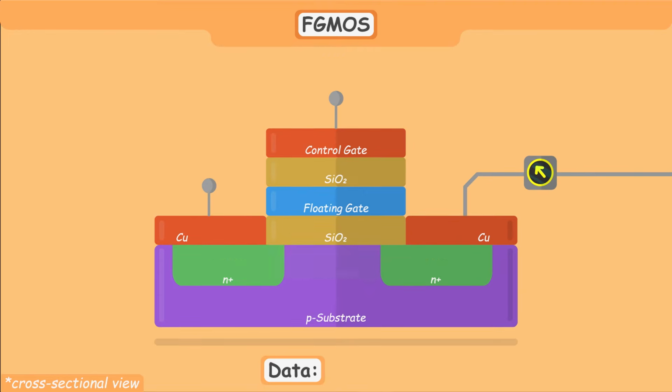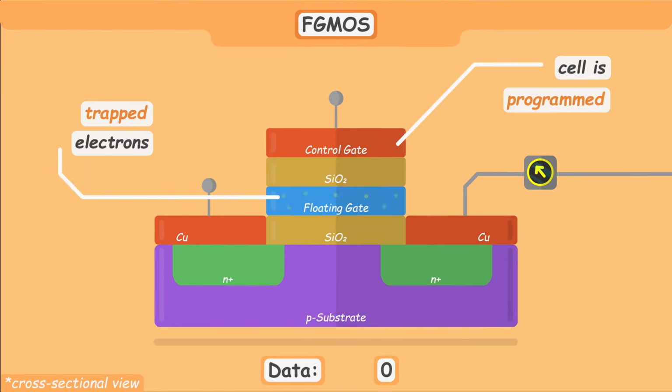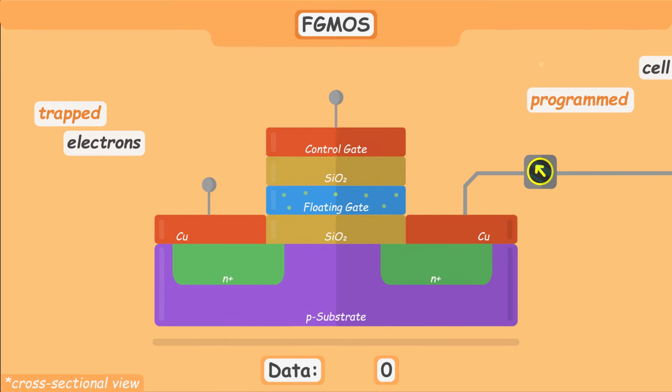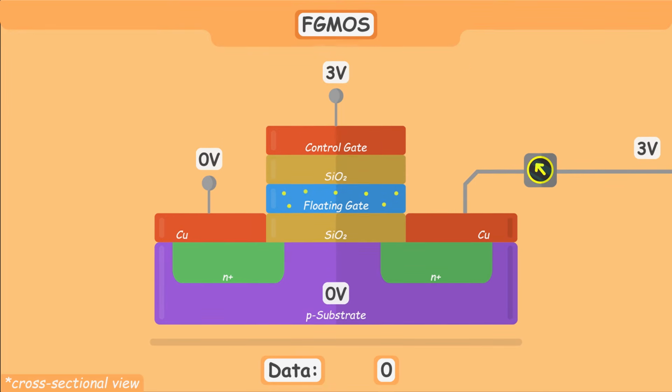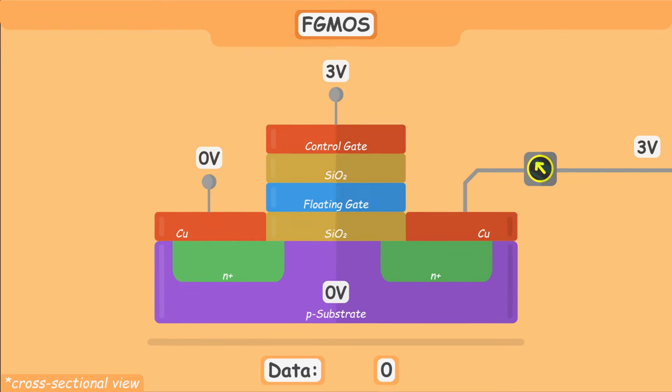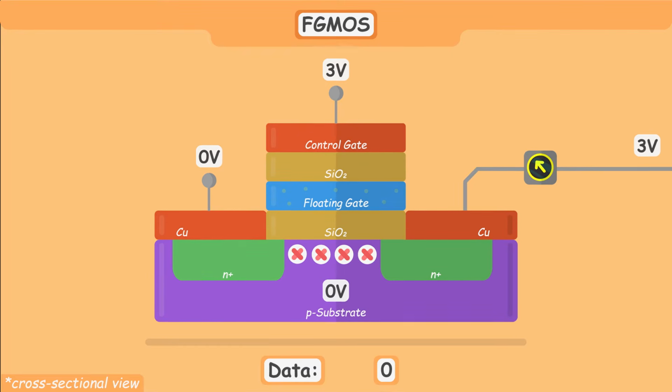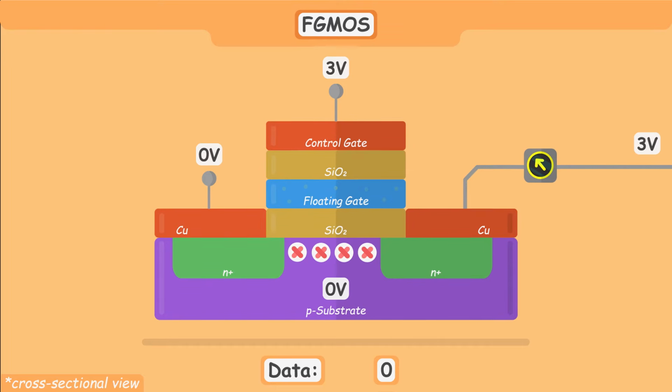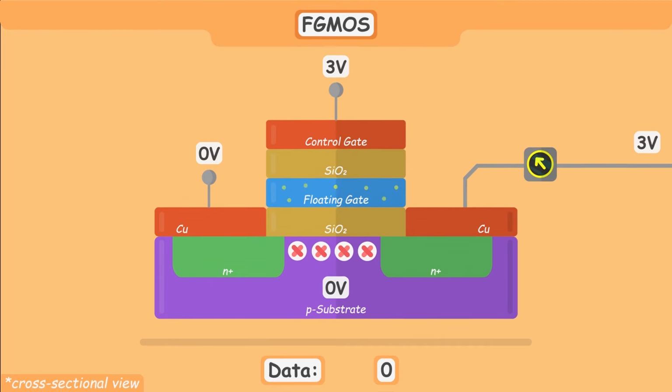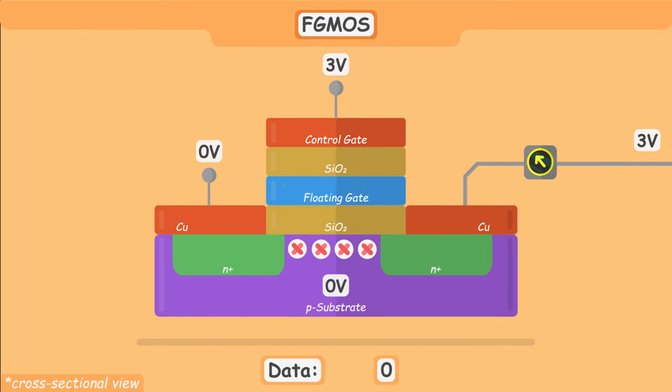On the other hand, a logic 0 is stored if electrons are trapped in the floating gate. Reading the data requires the same voltages as before. This time around, we will not measure a current, because the trapped electrons have raised the threshold voltage of the flash cell. Therefore, only higher voltages at the control gate create a conductive channel.